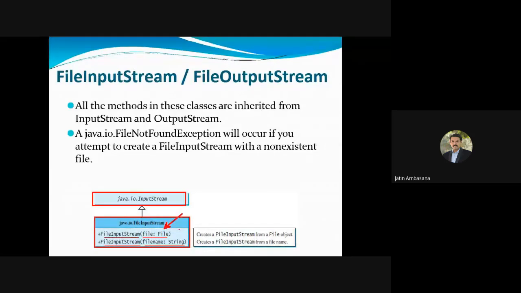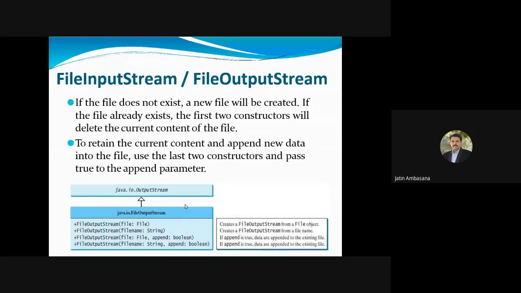So this takes a file object as an input, and this takes a file name as an input. Similarly, we have file output stream. Here also, if the file does not exist, what does it do? It does not throw an exception. If it does not exist, it creates a new file. And if the file already exists, the first two constructors will delete the current content of the file.